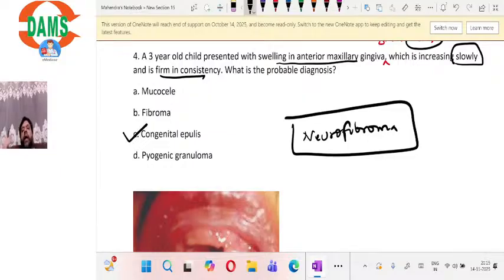congenital epulis occurs in the anterior. This picture we have discussed sharply in the benign malignant tumor chapter. We have seen this thoroughly, that congenital epulis means swelling in the anterior maxilla. It is congenital, since birth.